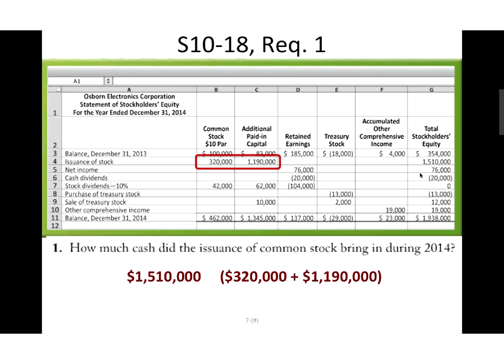$1,190,000. When we record stock, the par value goes in common stock. Anything above that, the difference between the par value and the market price, goes in additional paid-in capital. So the answer is those two numbers added together, the $1,510,000. So the line in the statement that says issuance of stock will give you the answer to how much cash the issuance of common stock brought in. You just look in the statement for that line. The statement's pretty easy to understand, and that's why we're doing it this way. You don't have to prepare one, you have to be able to read one.